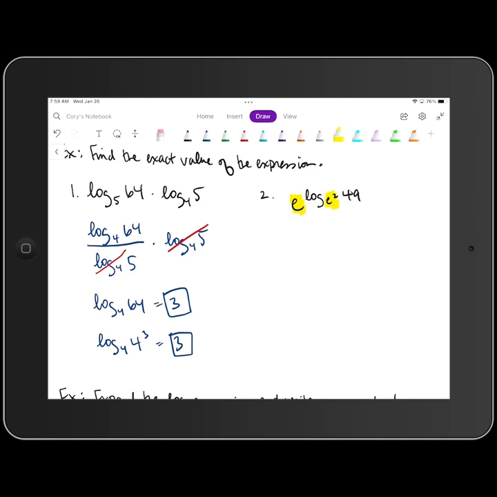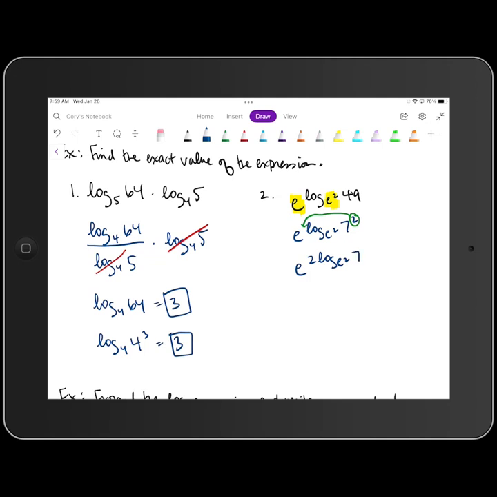Okay, so what I can do with simplifying this one is I can rewrite the argument of the log, 49, as 7 raised to the second power. When I do that, I can then take that exponent and pull it out front of the log as a factor. So that's going to give me then e raised to the power of 2 times the log base e squared of 7.